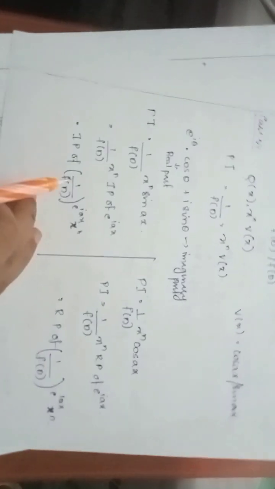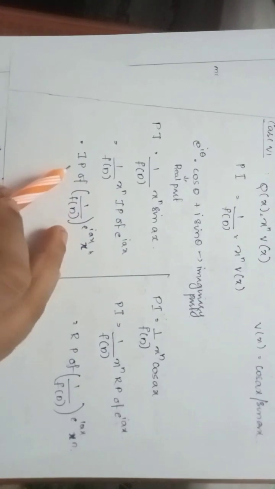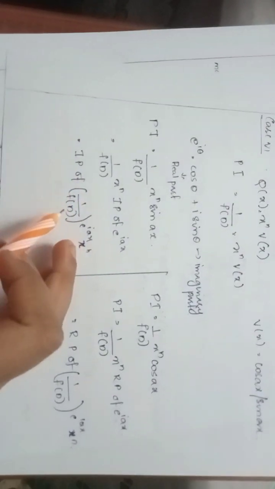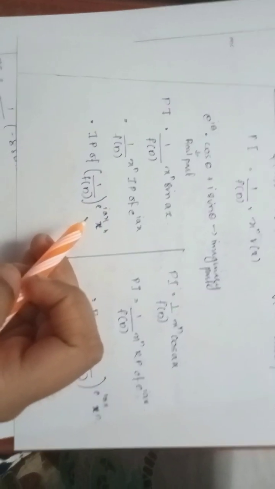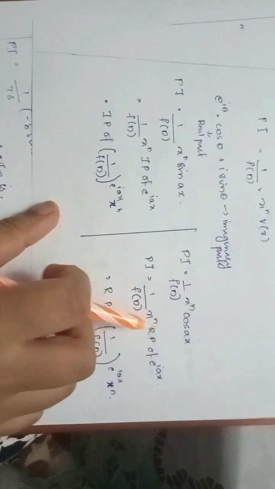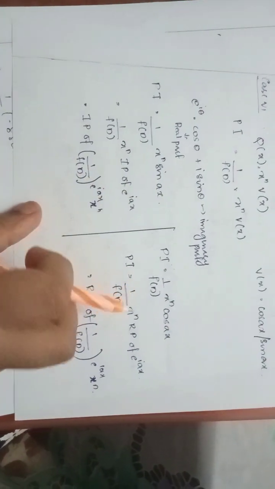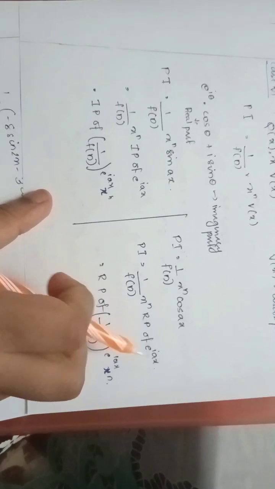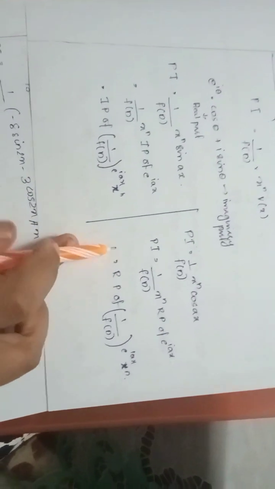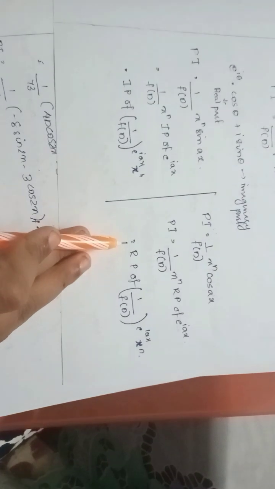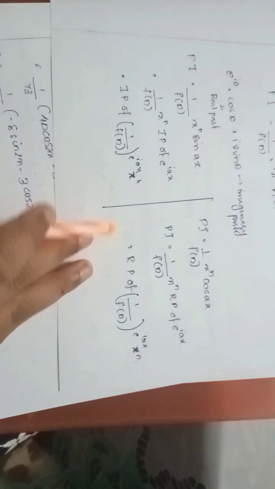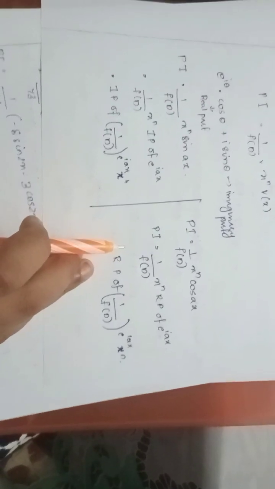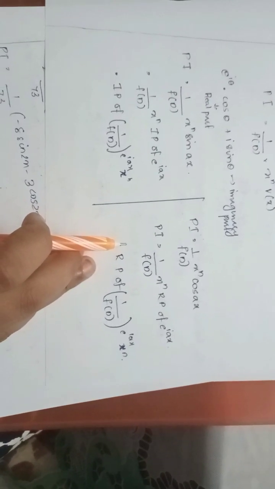Then the particular integral would be the imaginary part of 1 by f of D, e raised to i ax into x raised to n. Here we can apply case number 4. Similarly, if it is cos ax, it is the real part, so RP of e raised to i ax. Then we take the RP outside, and 1 by f of D, e raised to i ax into x raised to n. So for both the cases, till here we can use case number 4 to continue the questions.